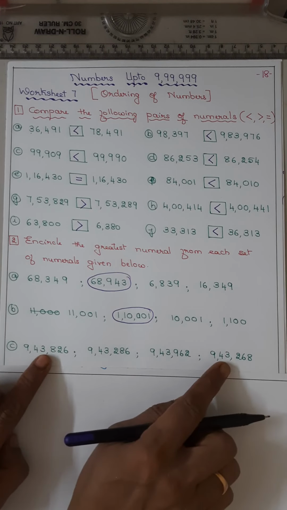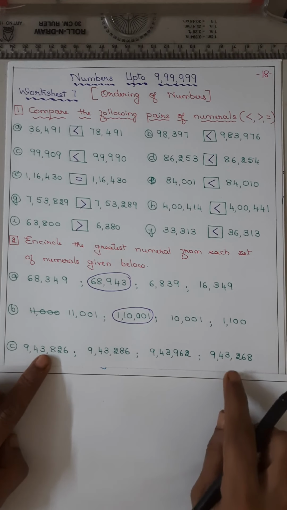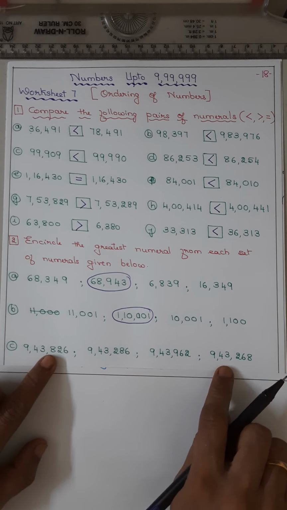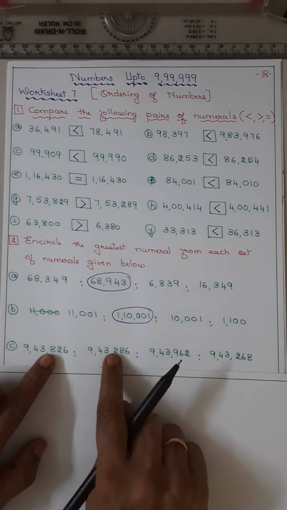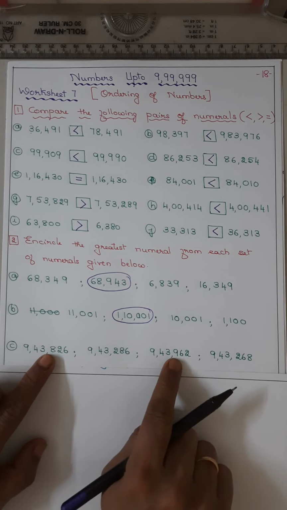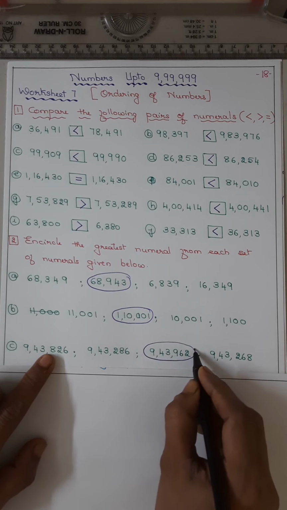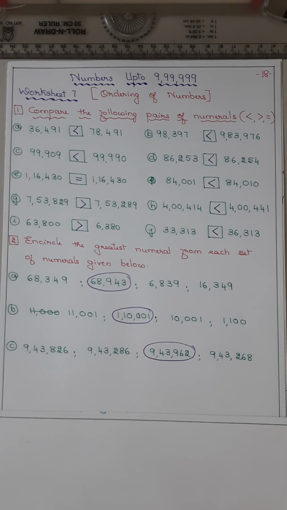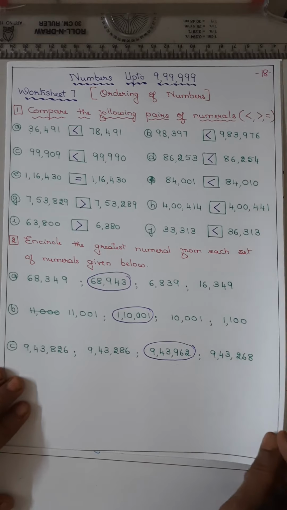3. Yes. So lakhs, 10,000s, thousands, it is the same. Now it is the hundreds place. In the hundreds place, it is 8, 2 and 9. So 9 is greatest. So this is the greatest numeral. Is it okay? So that was about question number 2.